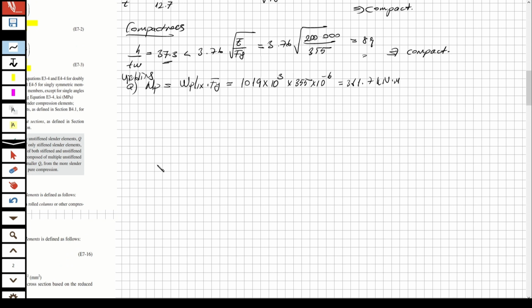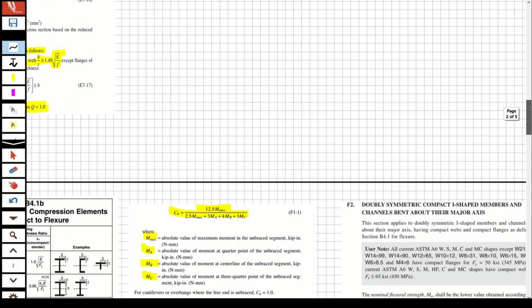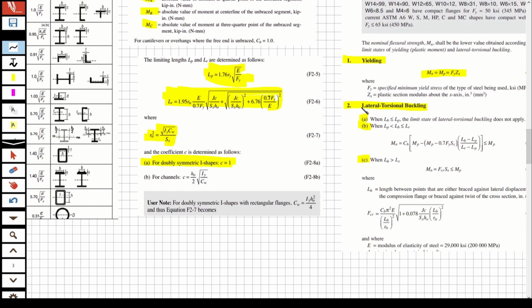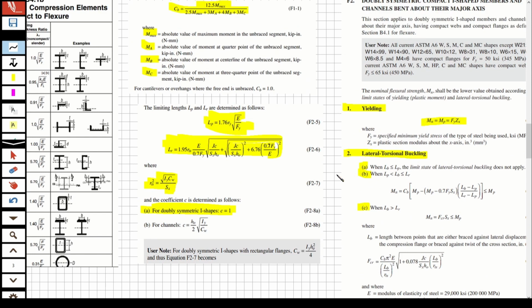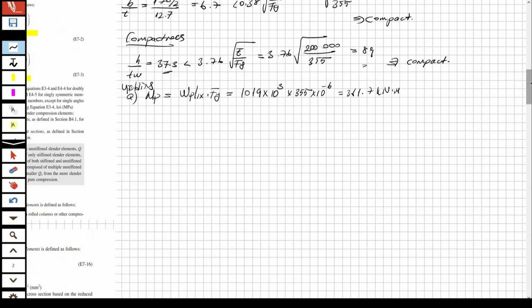So now I got the yielding moment, but now I have to calculate the lateral torsional buckling. So how are we going to calculate it? Look at here. For the lateral torsional buckling, first I need to calculate LP and LR. I'm going to make a comparison of LP, LR, and also LB. Due to this comparison, I'm going to choose one of these choices, and due to them, I'm going to obtain the moment. So now let's calculate the LP.